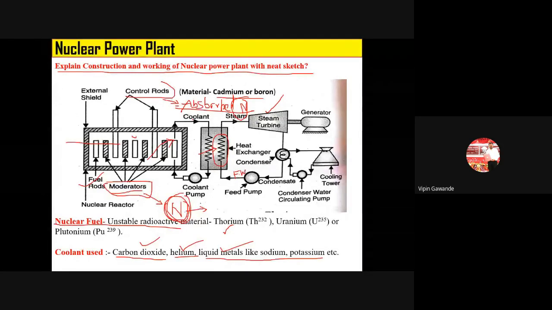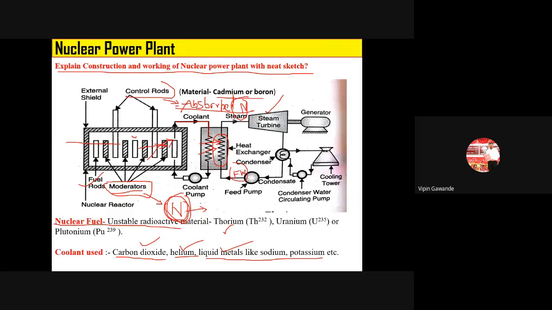Now, if carbon dioxide is flowing through this circuit, it enters into the nuclear reactor, and that carbon dioxide absorbs the heat energy that is generated inside the nuclear reactor. Then it comes in contact with the water in the heat exchanger, and while flowing through the heat exchanger, the carbon dioxide releases its energy to the water. When the water absorbs that energy, it is converted into superheated steam.